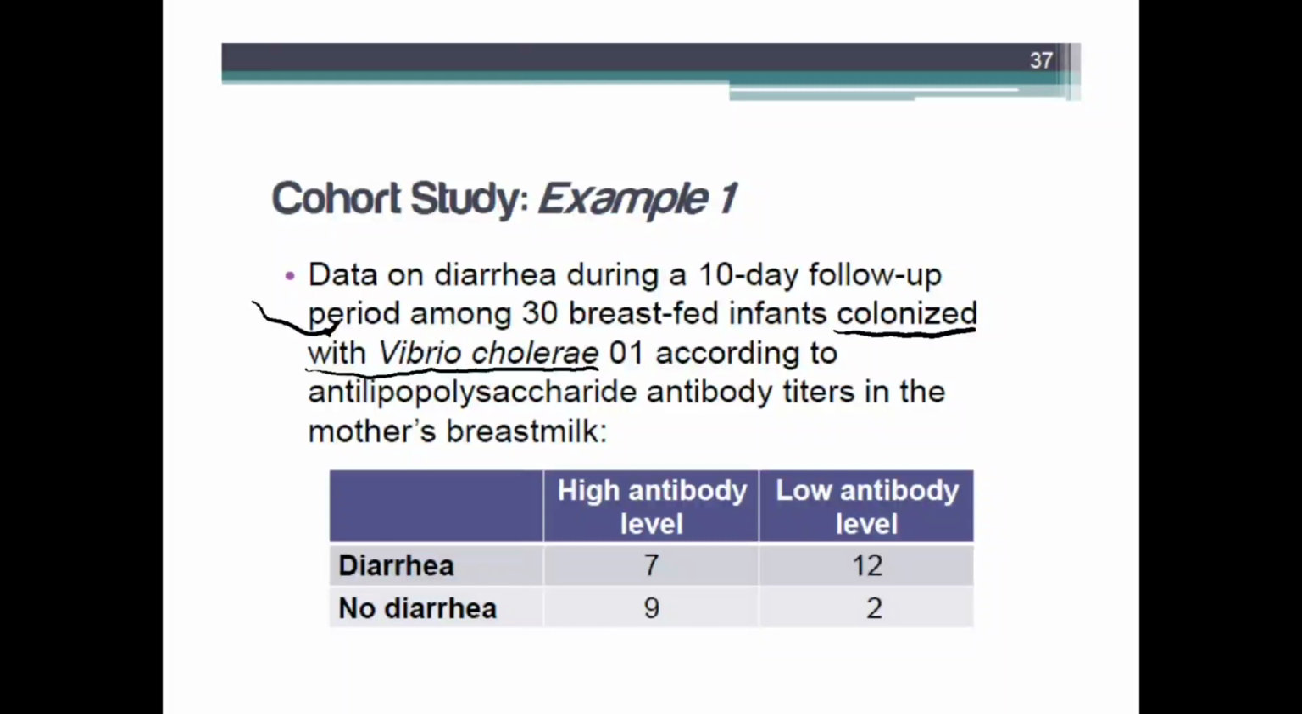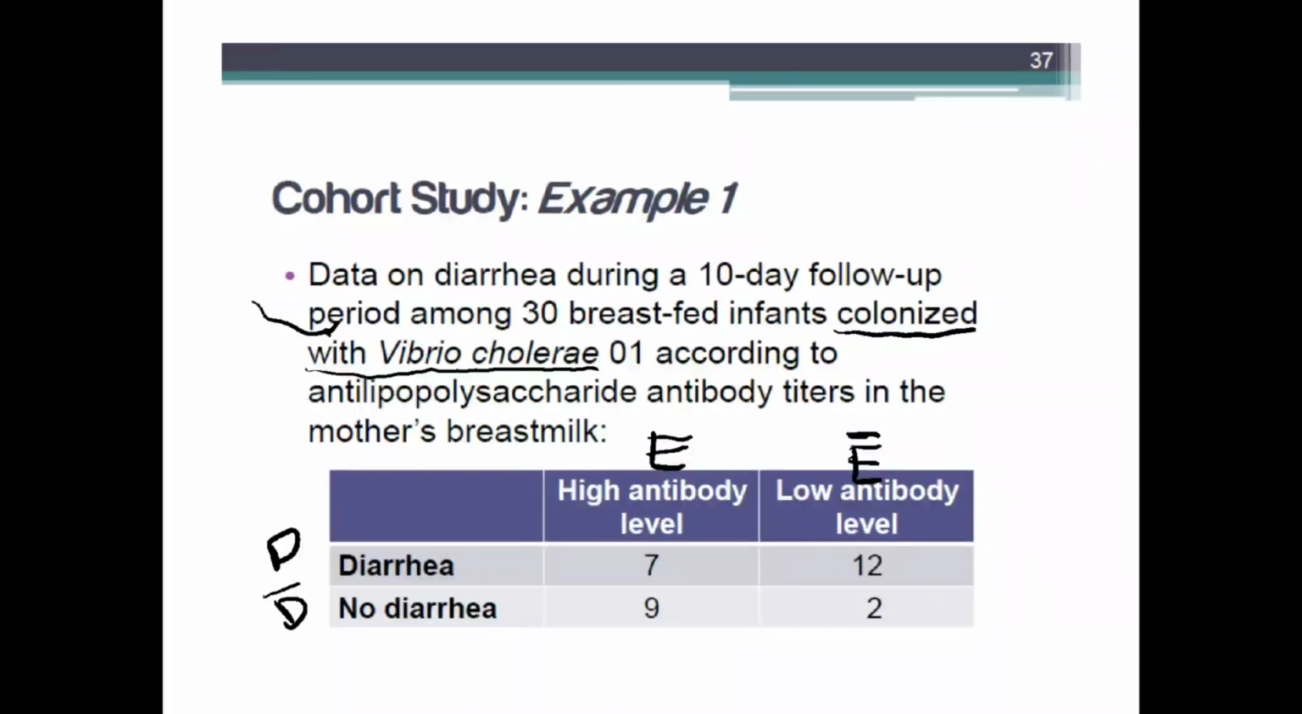So, yung mga exposed would be the high antibody level. So, papansin nyo medyo baliktad siya. Okay? So, high antibody level, this is the exposed. And then, low antibody level naman ngayon would be the unexposed. Okay? So, syempre, diarrhea is yung mga disease. And then, no diarrhea, yung mga no disease. Okay?